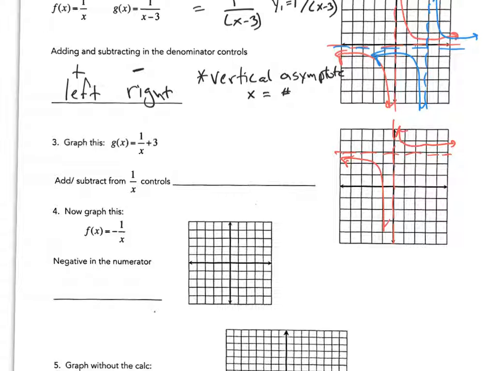So what do you think adding and subtracting a number outside controls? If you're adding, it's going to make your graph move up. If you're subtracting, it's going to make the graph move down. Also, we're going to call this the horizontal asymptote.